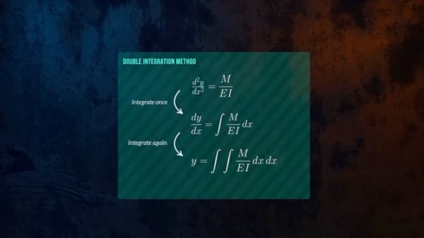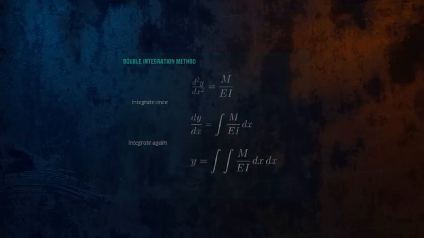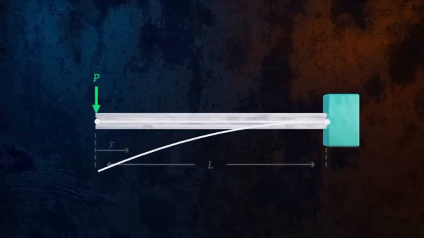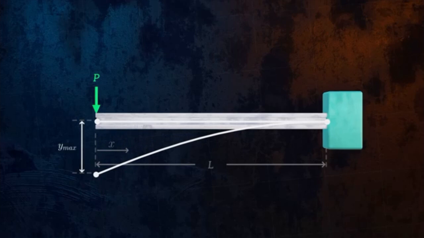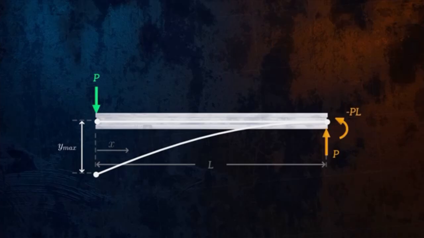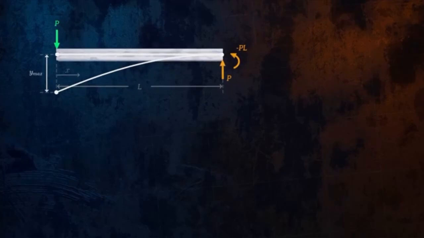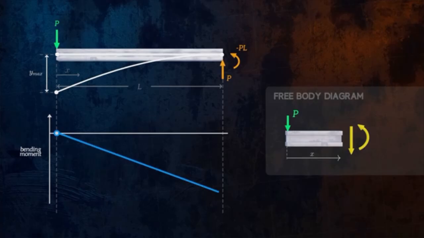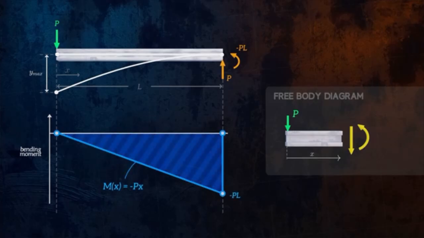It's easiest to understand how the method works using an example. Here we have a cantilever with a load applied at the end. We'll start by drawing the free body diagram and applying equilibrium to determine the reaction forces. Next, we want to calculate the bending moment along the beam. If we draw a free body diagram of a slice of the beam, we can see that as we move along the beam, the bending moment increases linearly with the distance from the concentrated force P. So the bending moment M is equal to minus P times X.